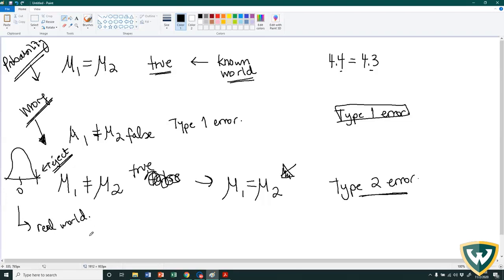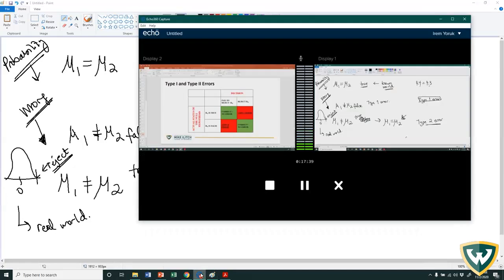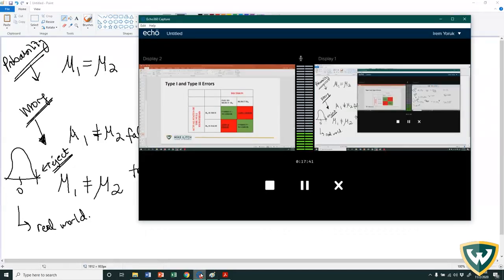I am going to talk about SPSS next: running the one sample and independent samples tests on SPSS.